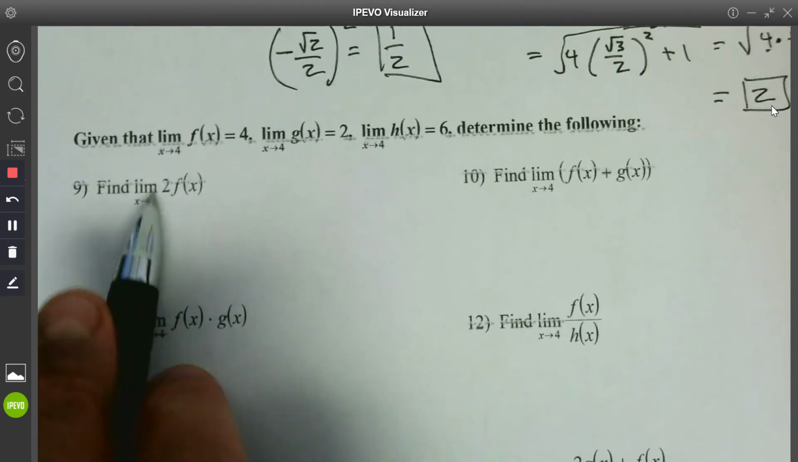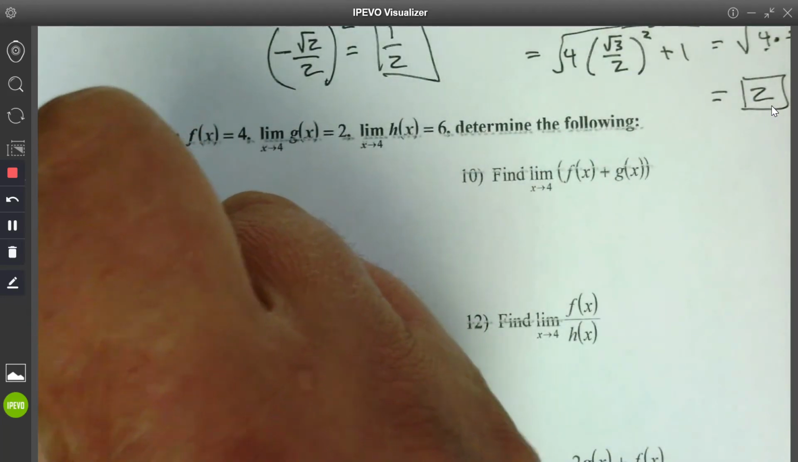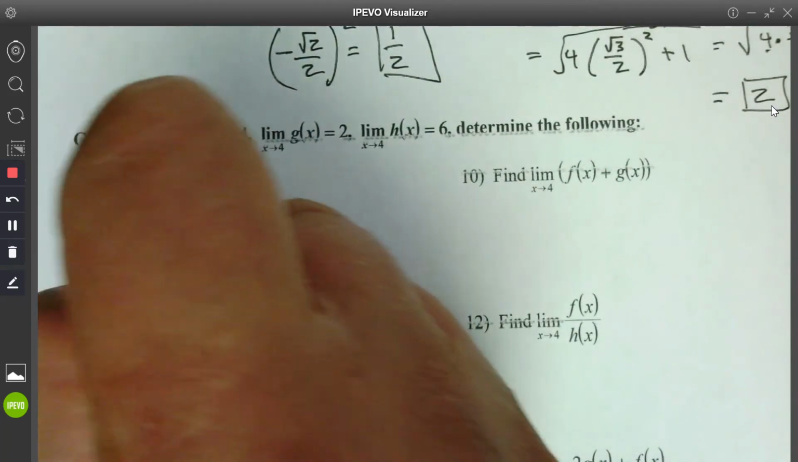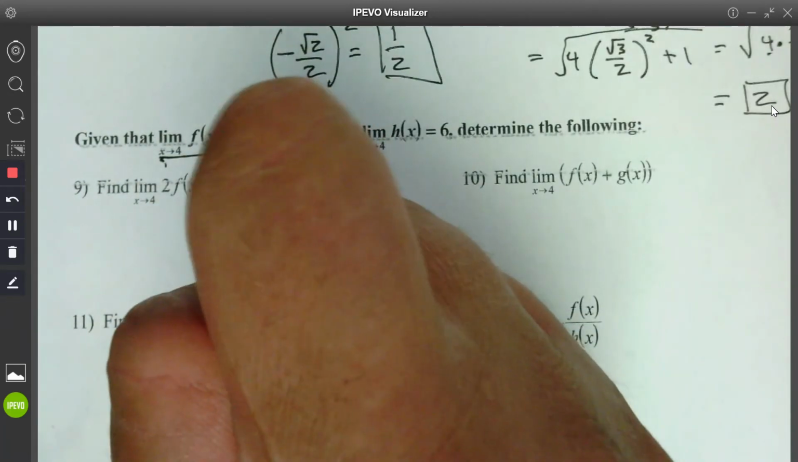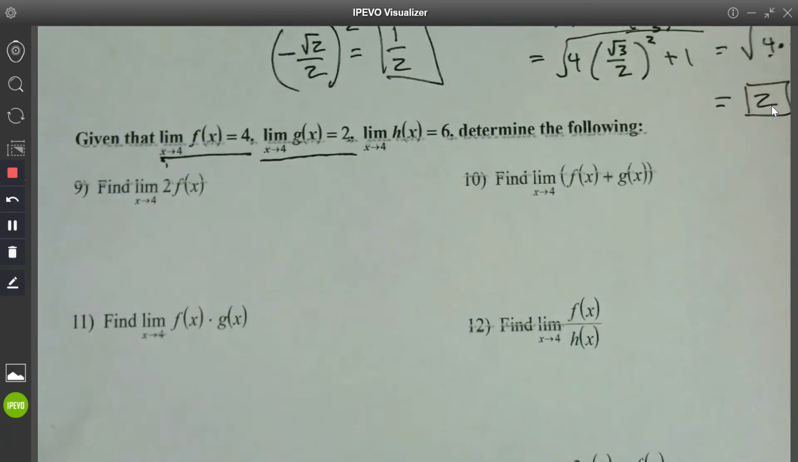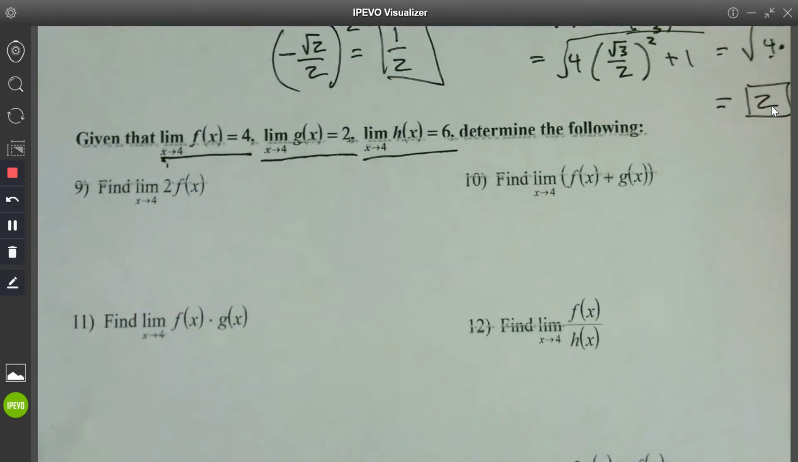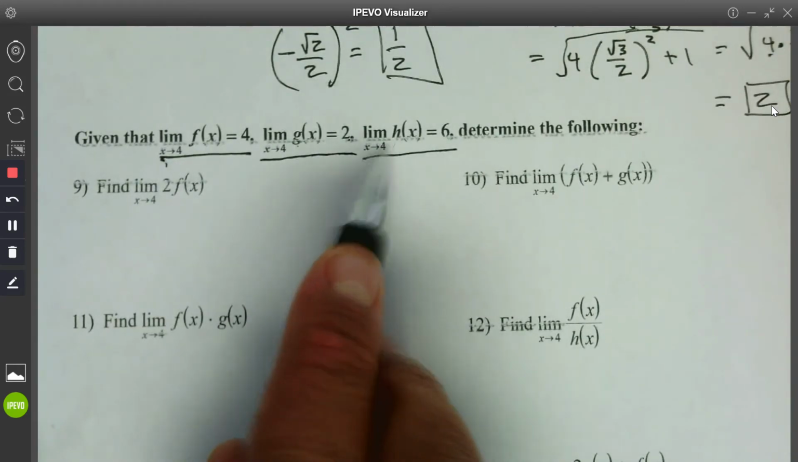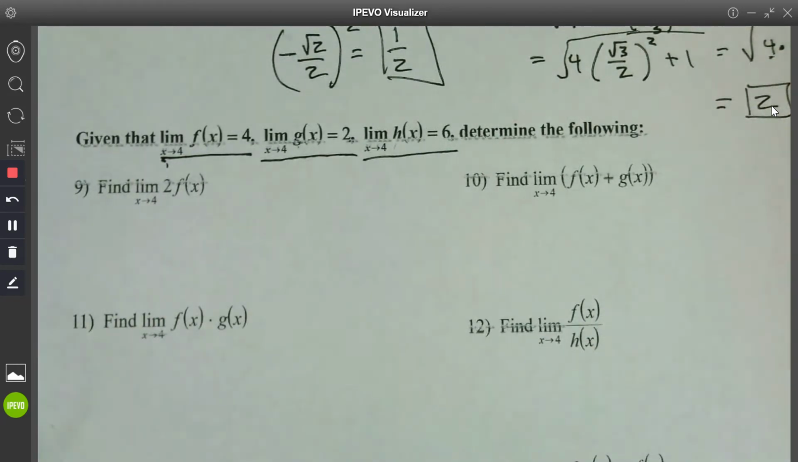So basically, we can use our properties and rewrite this. First thing we should notice is that the limit as x goes to 4 of f is 4. The limit as x goes to 4 of g is equal to 2. And the limit as x goes to 4 of h is 6. So we're going to use this information to answer these questions. If I would change these numbers, it would change all these problems here.